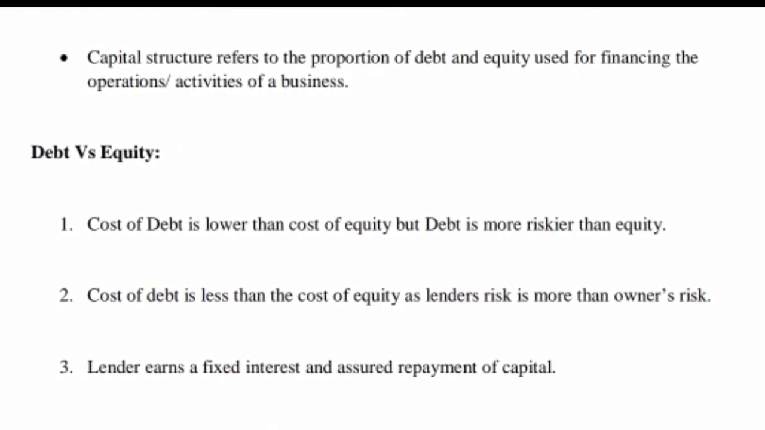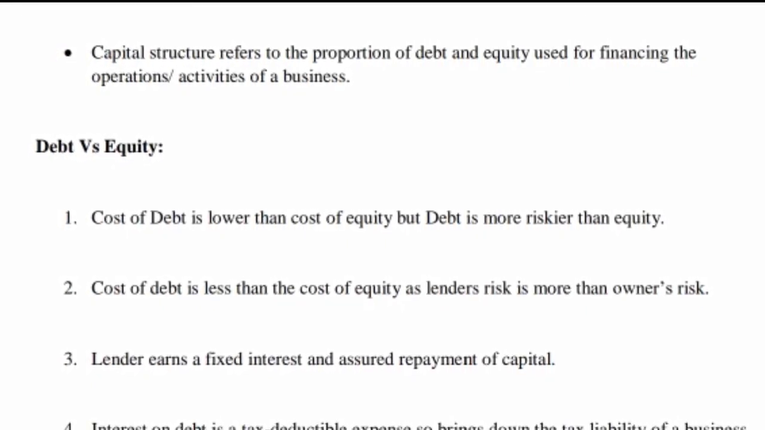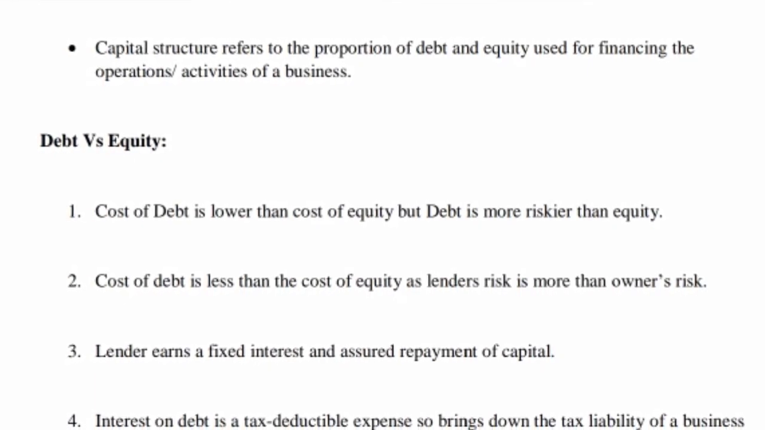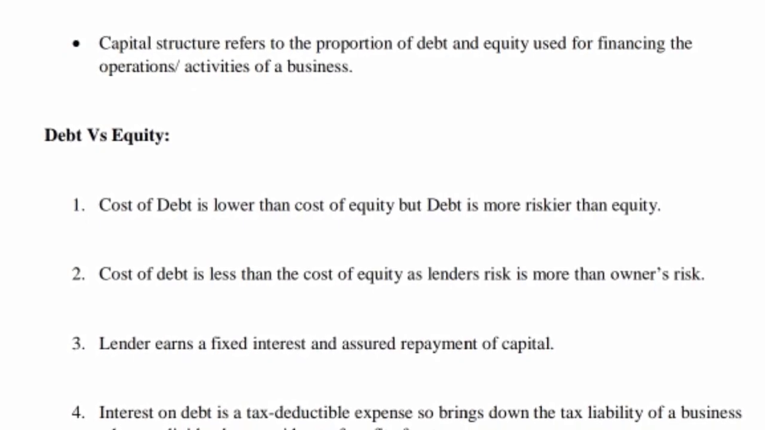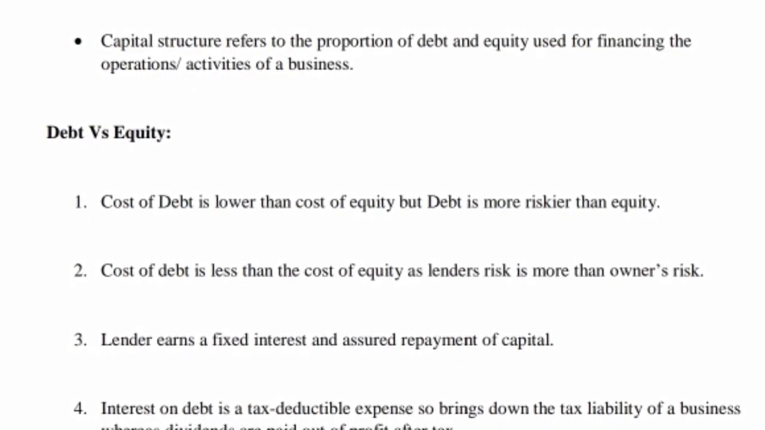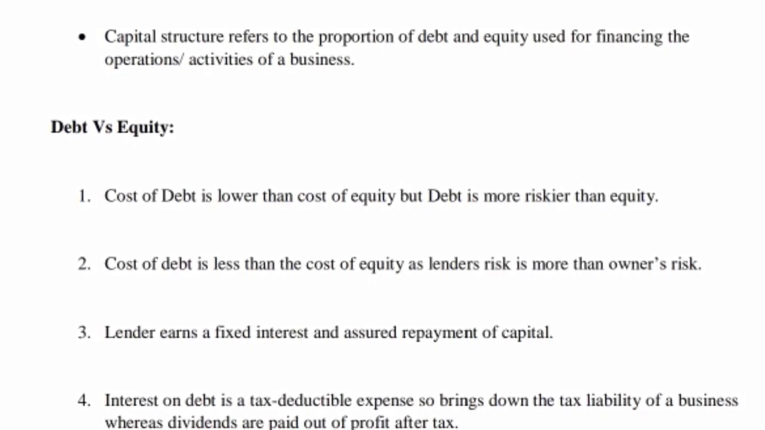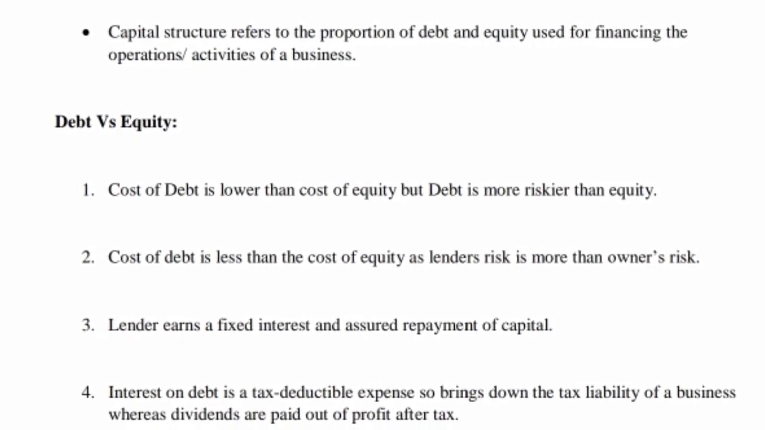Capital structure refers to the proportion of debt and equity used for financing the operations and activities of a business. Debt versus equity. 1. Cost of debt is lower than cost of equity, but debt is riskier than equity. 2. Cost of debt is less than the cost of equity as lender's risk is more than owner's risk. 3. Lender earns a fixed interest and assured repayment of capital.